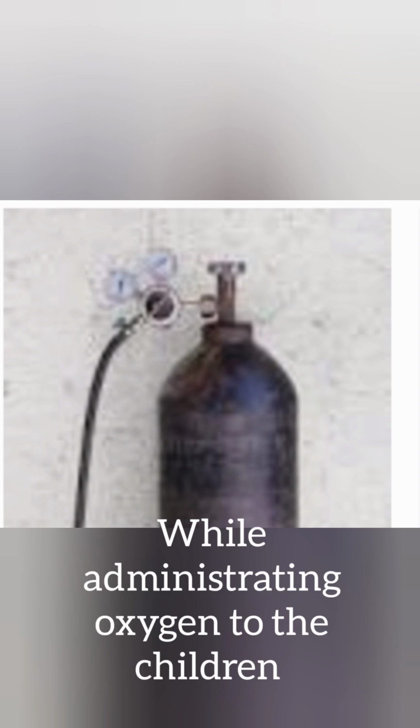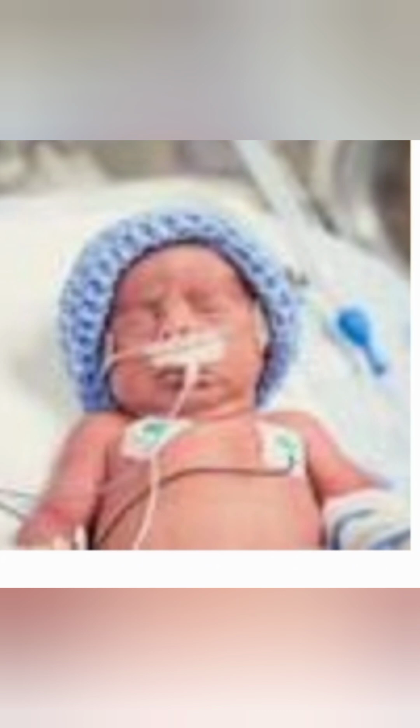Oxygen cylinder should be checked to see whether it is filled or empty, and position of the child is very important, and the child should be placed in a propped up position. In most of the conditions, 40% to 50% concentration of oxygen is required. Observation is very important while giving oxygen to the child. We have to check the color of the skin and mucous membrane, and also respiration and pulse. That should be monitored and recorded.